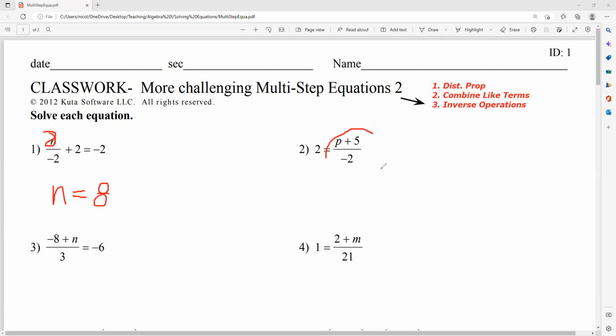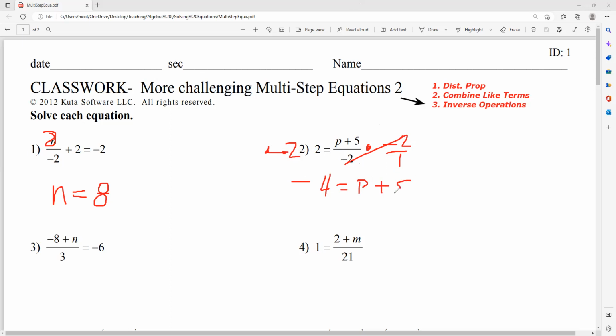Okay, so for this one, we cannot add and subtract first. You can't just subtract 5 out of the fraction. Fractions don't work that way. So what do you do? You multiply this negative 2 to cancel out, right? And then you multiply the other side by negative 2, because whatever you do on one side, you must do on the other. So you now have negative 4 equals p plus 5.